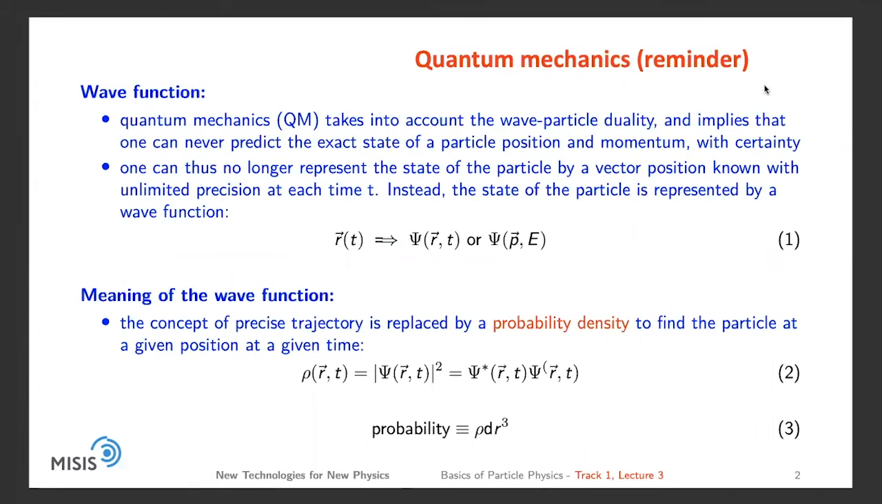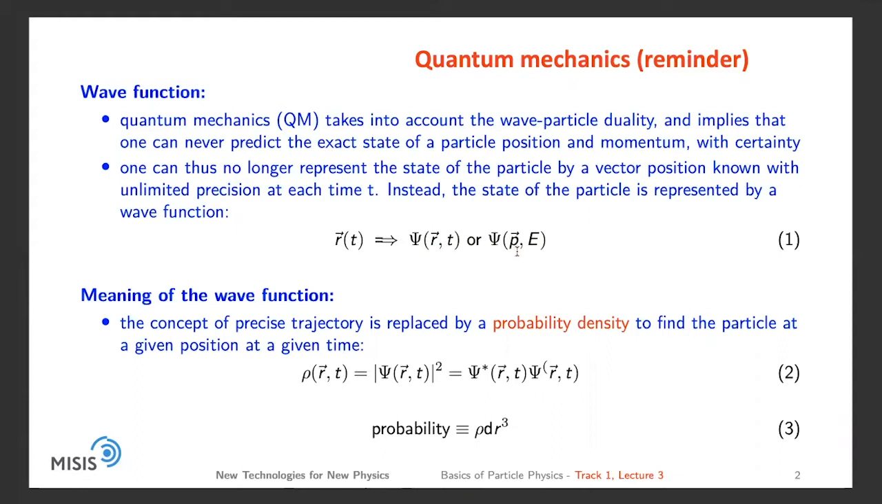Quantum mechanics takes into account the wave-particle duality and implies that one can never predict the exact state of a particle, position and momentum, with certainty. One can thus no longer represent the state of the particle by a position vector known with unlimited precision at each time t. Instead, the state of the particle is represented by the wave function. So instead of its coordinate, we get a wave function as a function of a coordinate or a function of a momentum.